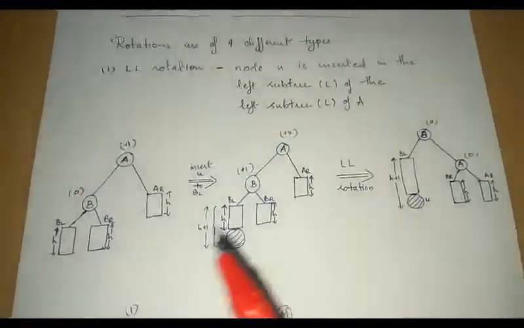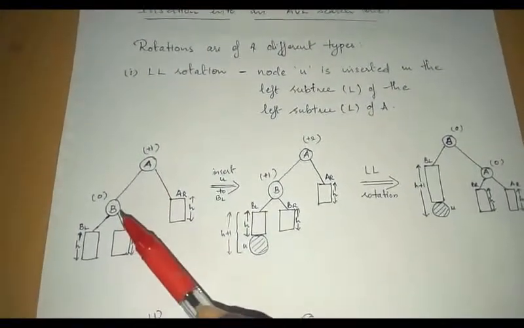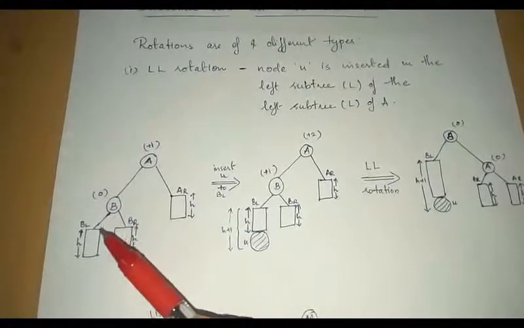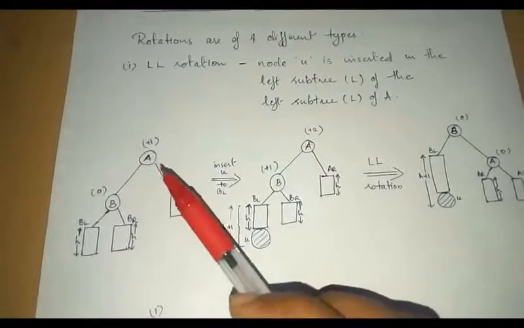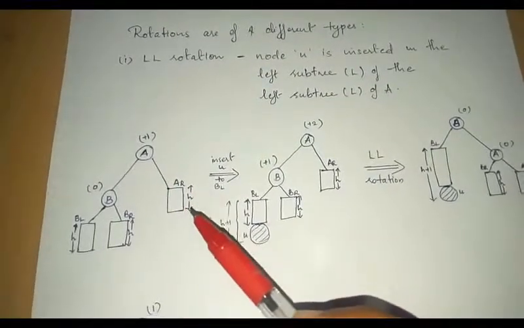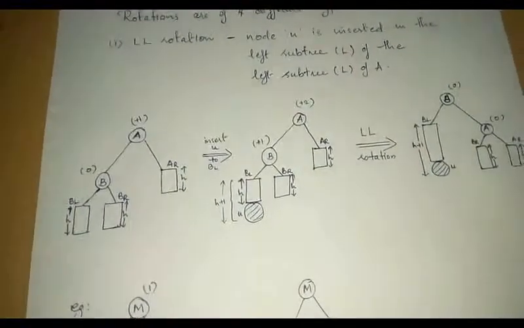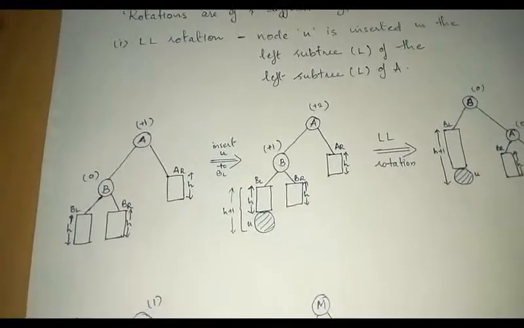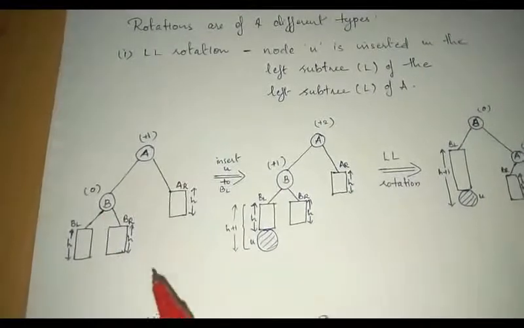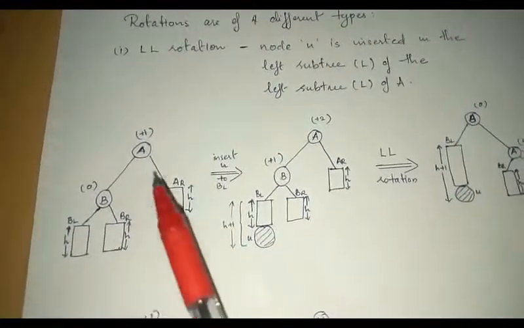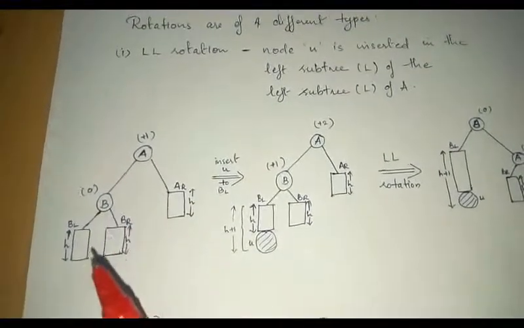Here you can see a tree where the root node is A. It has a left subtree where you have a node B, and it has a left subtree BL and a right subtree BR. And A also has a right subtree AR with height H. Here the heights of BL and BR are H each. The balancing factors are given within brackets for each node. Now it's a balanced tree. The heights are balanced.